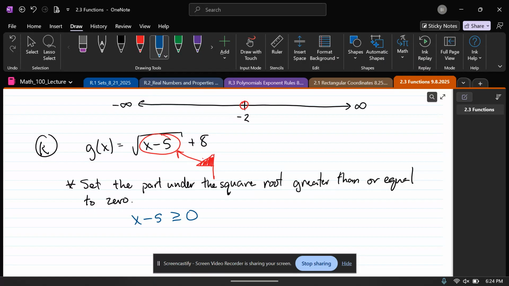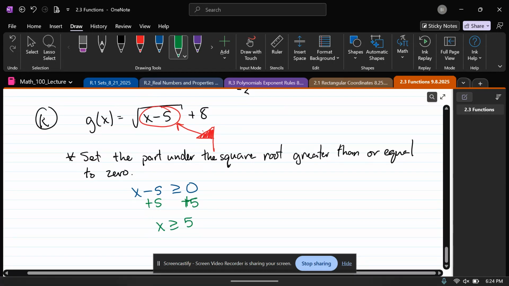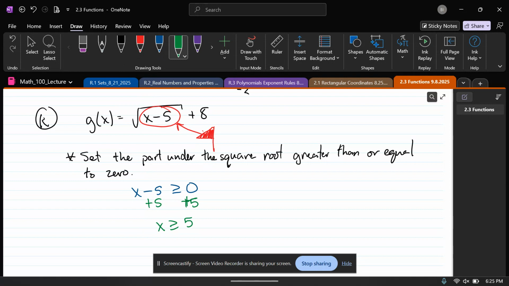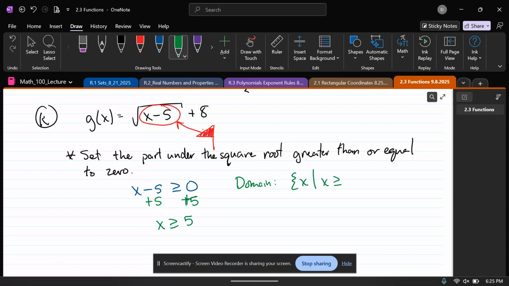How do I solve that inequality? Just like I do an equation. I get x by itself, so I'm going to add 5. That's going to be x is greater than or equal to positive 5. So that means all the x's that are bigger than or equal to 5. In my domain, in set notation, start with the curly brace, get the bar, and then all I've got to do is copy that inequality over: x is greater than or equal to 5.